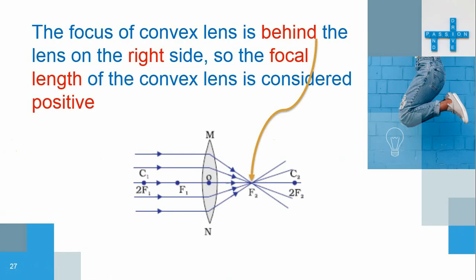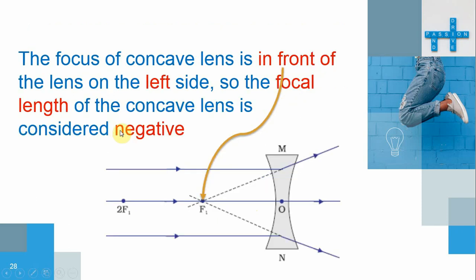Finally, we discuss the focal length of concave and convex lens. So this is an example for converging lens. All the parallel rays are converged at the focal point. So the image is formed behind the lens, that means the right side of the lens. So the focal length of the convex lens is considered positive. The focus of the concave lens is in front of the lens on the left side, so the focal length of the concave lens is considered negative.